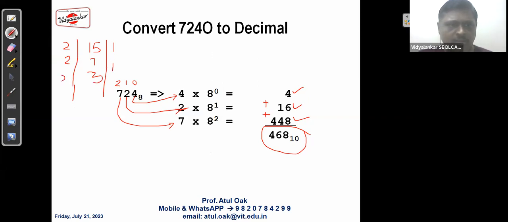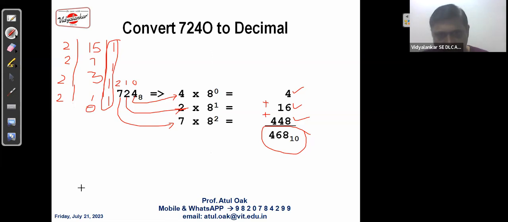Division is possible, so divide by 2. 2 1s are 2, my remainder is 1. Division is not possible because 1 is less than 2. So this last digit remains 1 as a remainder, and my quotient will be 0. Collect all these bits, that is 1111. So 1111 is the correct answer.